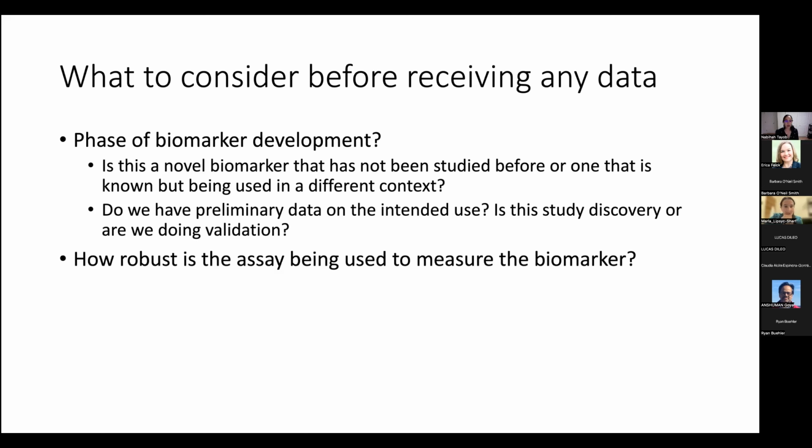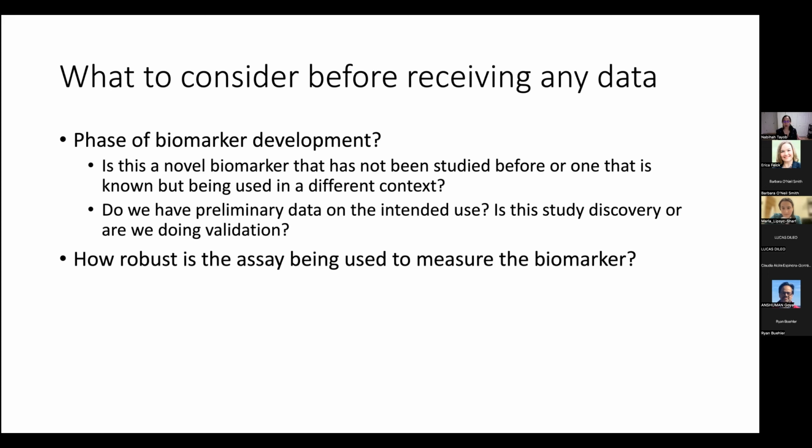The other question is, how robust is the assay being used to measure the biomarker? I would say before you get to a study that tries to do any kind of validation, if it's an in-house assay being used to measure this biomarker, you need to do analytic validation of this biomarker. You need to understand its reproducibility, and I'll go into more context.